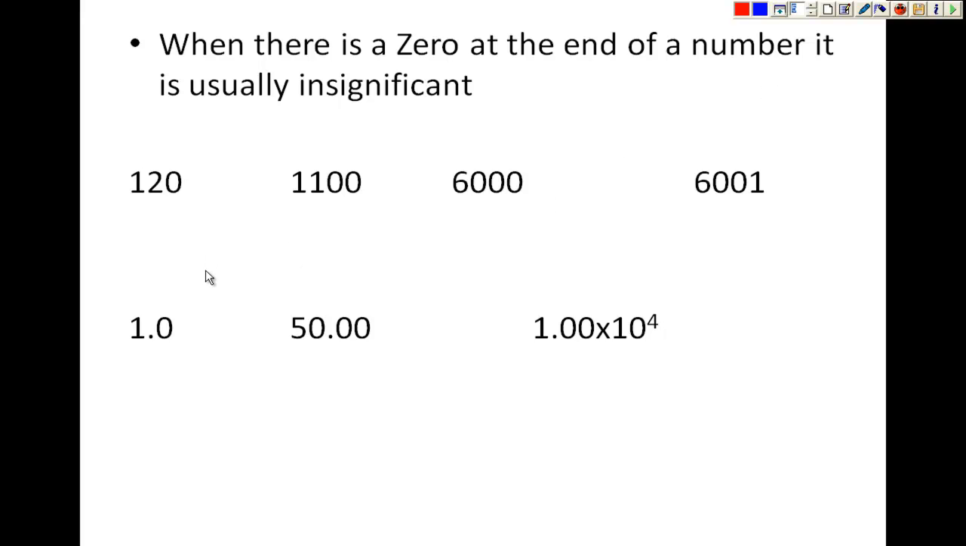So, continuing on with certain and uncertain digits and significant numbers, when there is a 0, here's a little rule about significant figures, or as we say, sig figs. When there is a 0 at the end of a number, it is usually insignificant. Now, we use this in our common language. For example, getting back to the dinosaur bone example, if we say something is 70 million years old, well, what does 70 million mean?